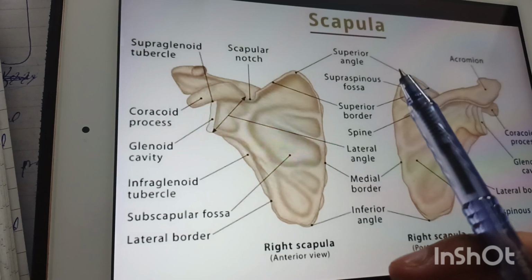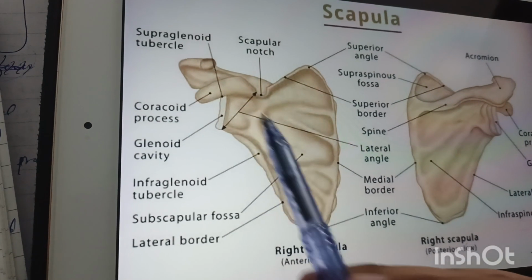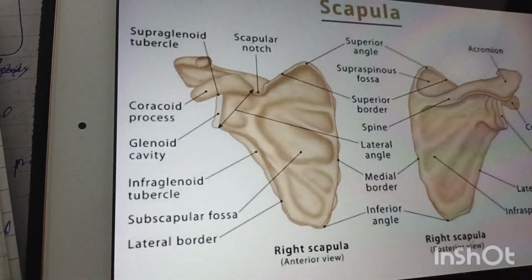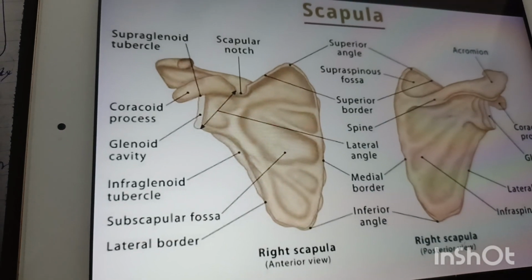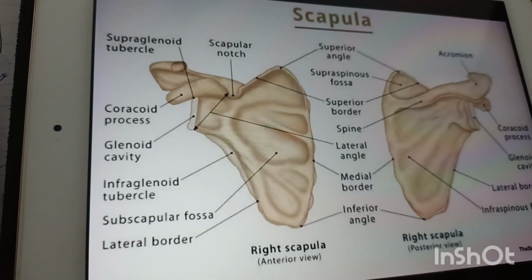The lateral angle is where the glenoid cavity is. Just remember that. Now we have just done the angles. Now let's come to the borders.